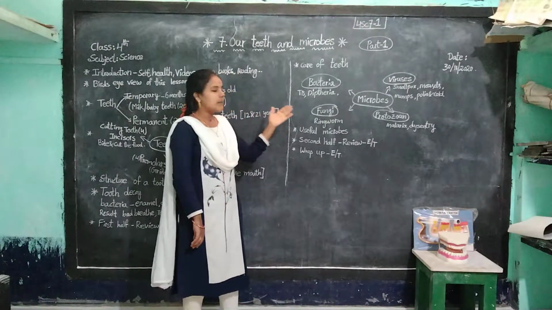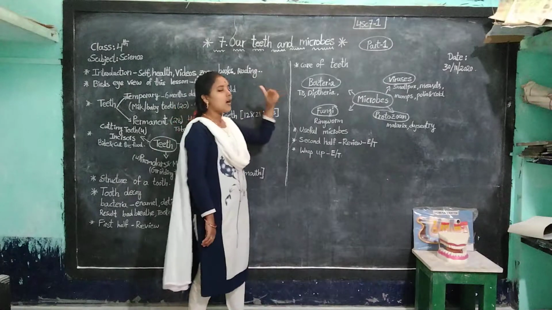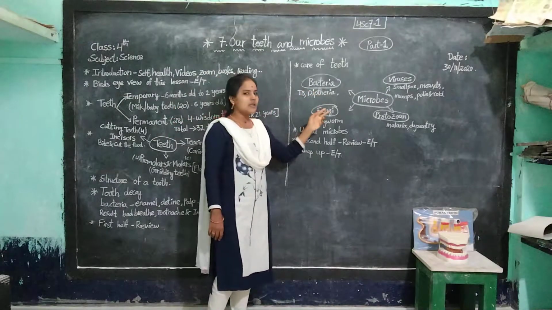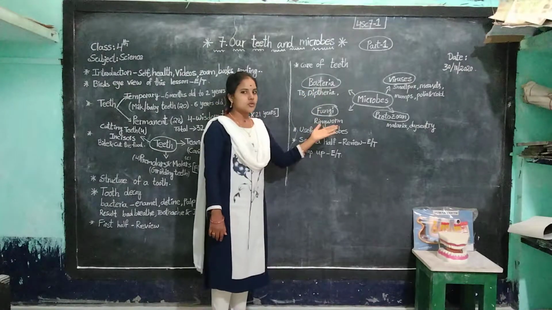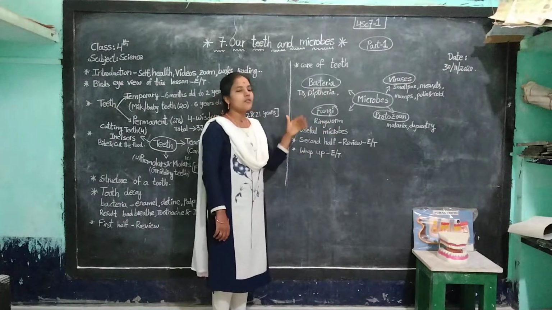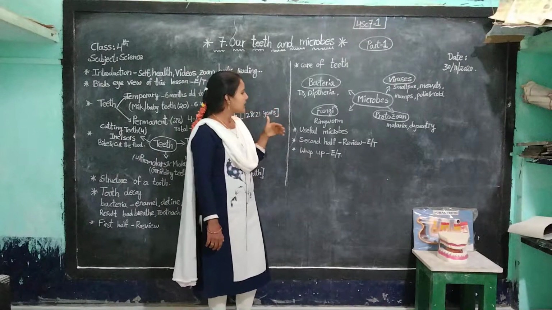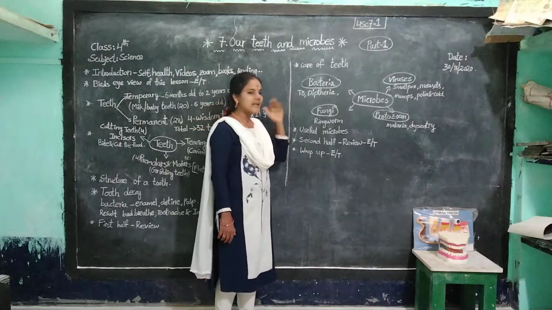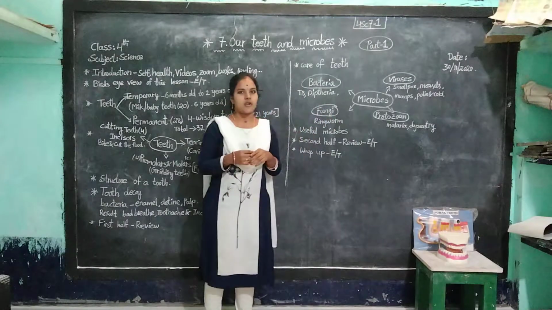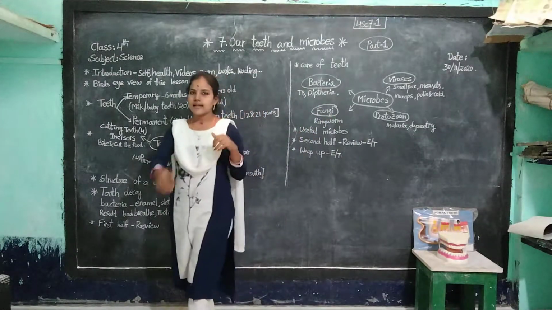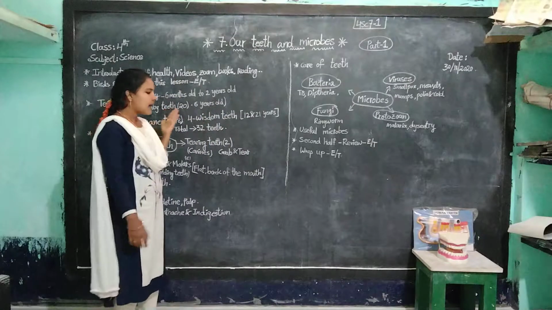And next, about microbes. Teeth completed, then microbes. Microbes are of 4 types. What are those? Bacteria, virus, fungi, protozoa, and what diseases we get from these bacteria, fungi, viruses and protozoa. Okay children? Let us enter and see about teeth.